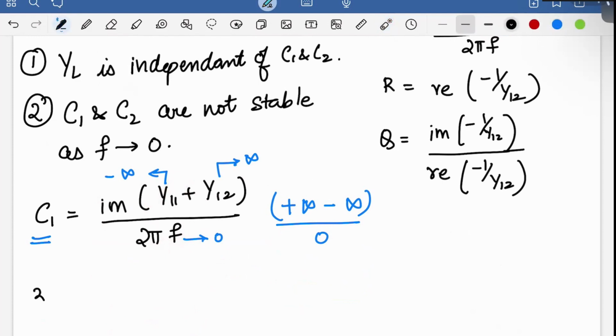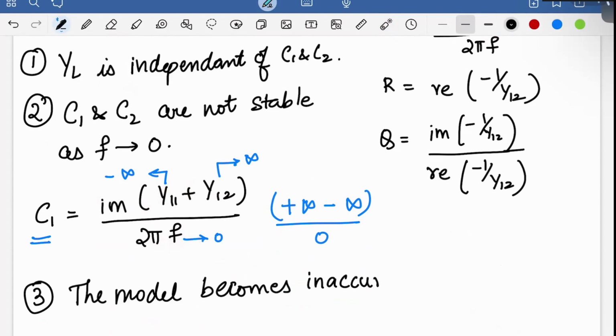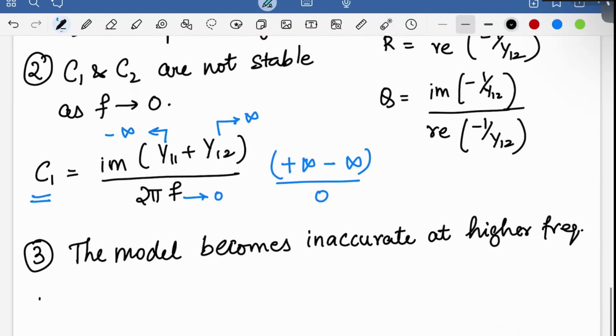Okay, so that's about that. The third thing that I want to mention is that the model becomes inaccurate at higher frequencies. Yeah, that's fairly obvious to see that other parasitics come into play.